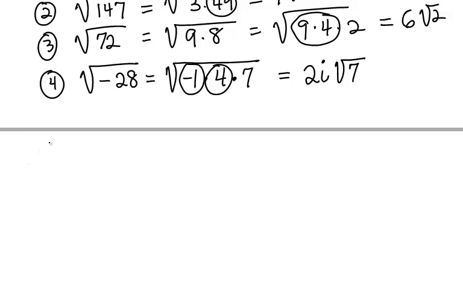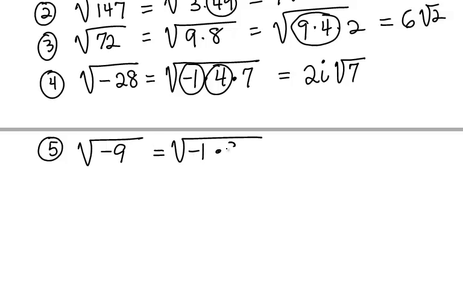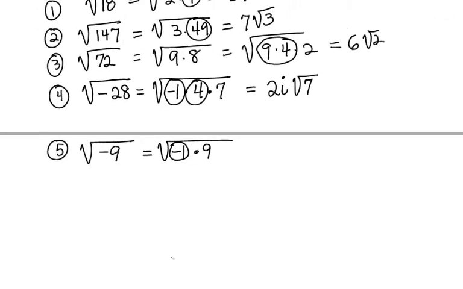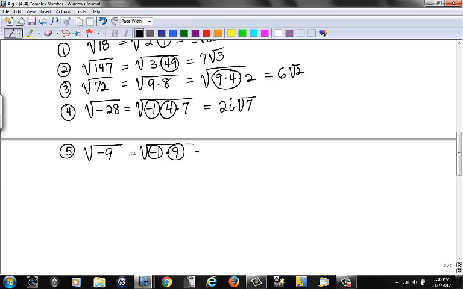Okay. So they gave you the square root of -9. I split it up into square root of -1 times 9. Okay. Out of this I can take out an i. Out of this I can take out a 3. 3i. Yep.